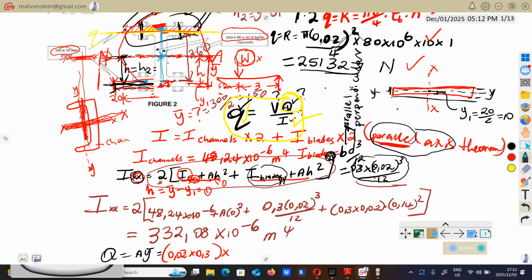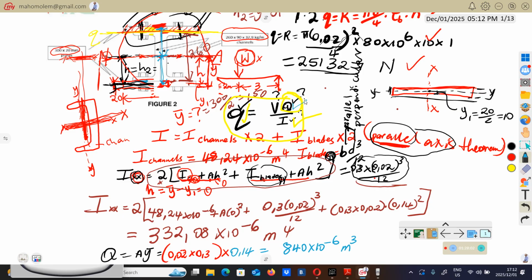So you may recall that we said that the distance from here to the center is 140. So we're going to have 140 multiplied by 0.14. Then you will get 840 times 0.14. So in that way, we are done with Q.